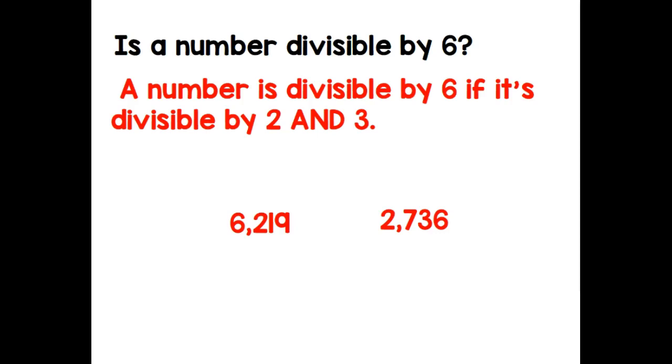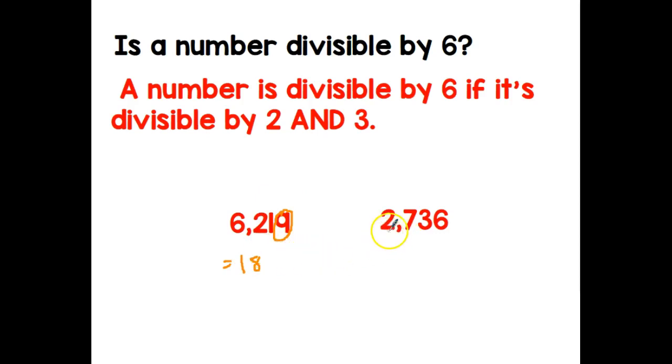So if we take a look at 6,219 here, we've got 6, 7, 8, 9 plus 9 is 18. Yes, this number is divisible by 3, but it ends in a 9. It's not even. So it divides by 3, but it does not divide by 2. That means it does not divide by 6.